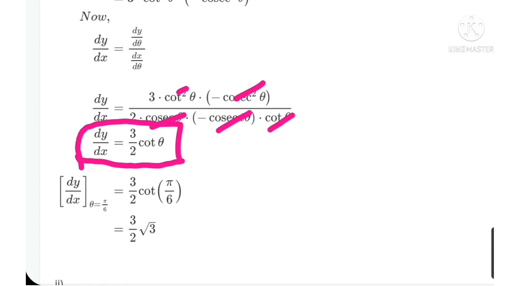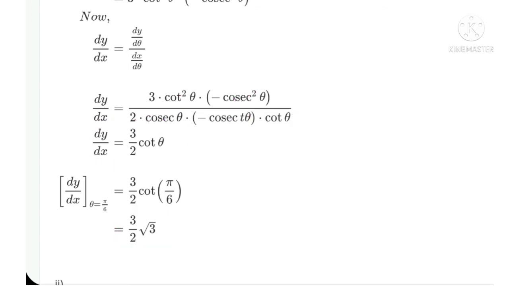But here we have to find dy by dx at theta is equal to pi by 6. So we find 3 upon 2 into cot pi by 6. What is the value of cot pi by 6? Cot pi by 6 means cot 30 degrees, which is root 3. So the last answer is dy by dx at theta is equal to pi by 6 is 3 upon 2 root 3.